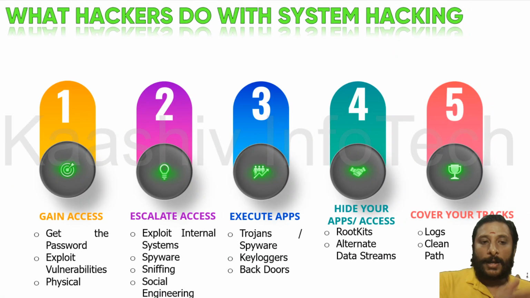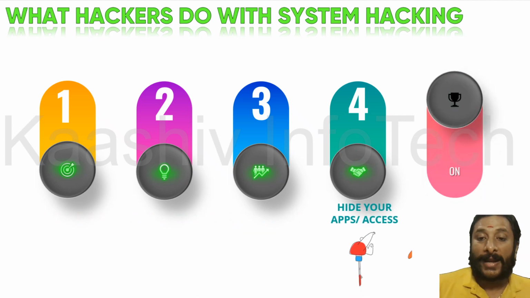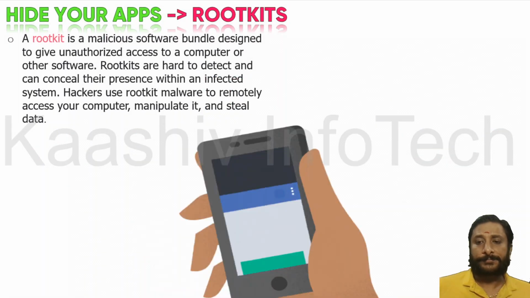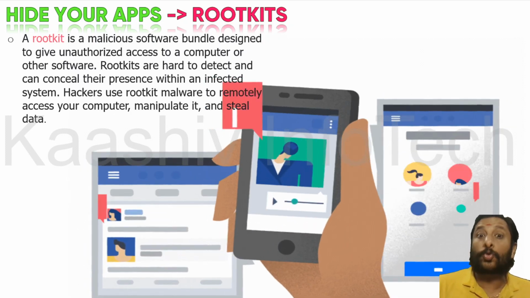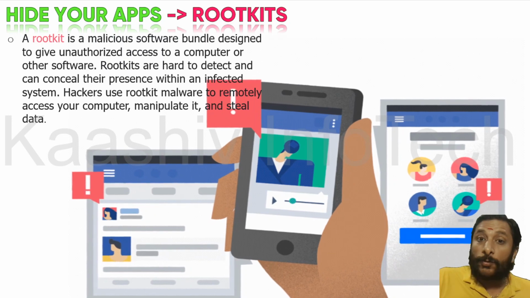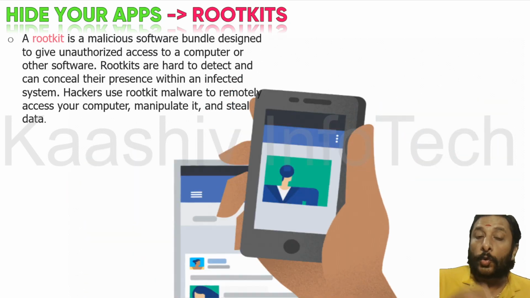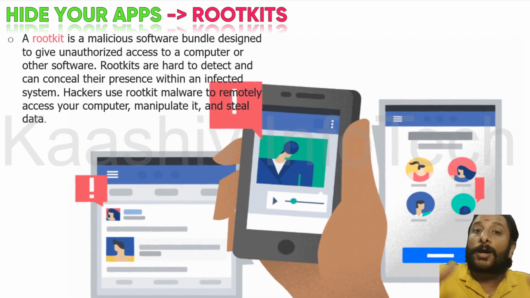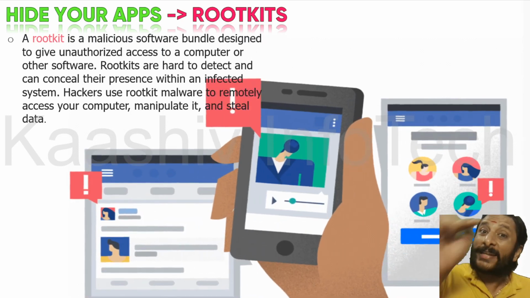As I told you, if we finish executing the apps, obviously we get to hiding your apps or access. Now let's talk about hiding your apps or access. It can be achieved with a very important area called rootkits. It will act on the memory, on the hardware, the hard disk. It will corrupt the hardware. Rootkits won't work in the normal way. They will work with the operating system and interact with the hardware. That's how rootkits work.